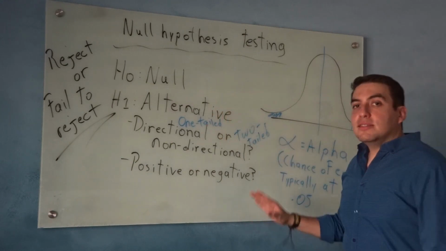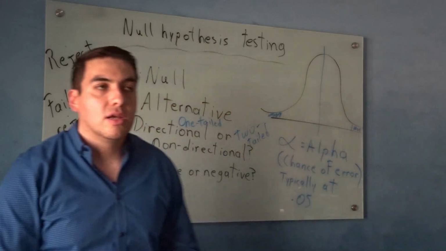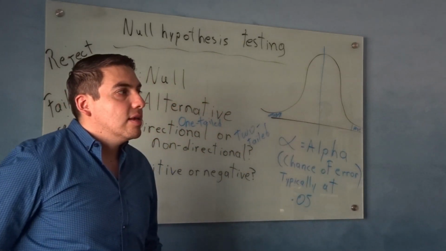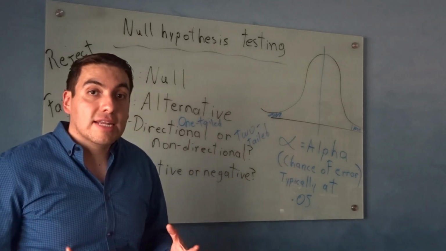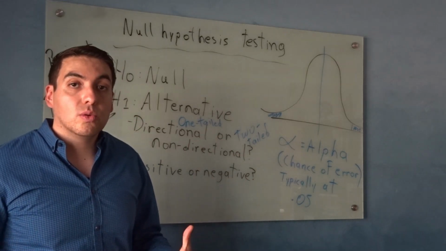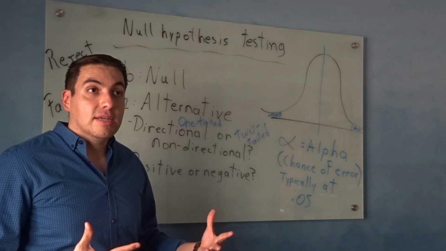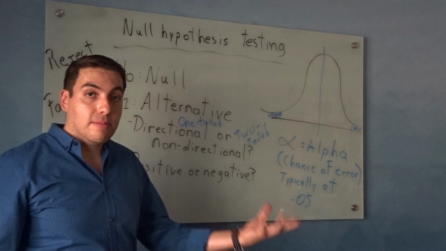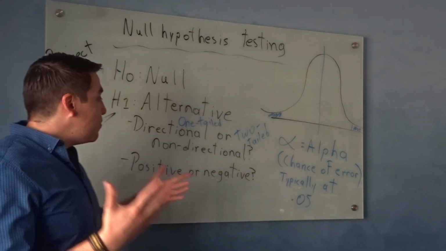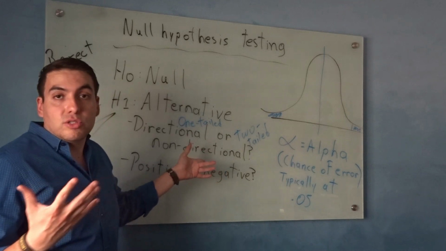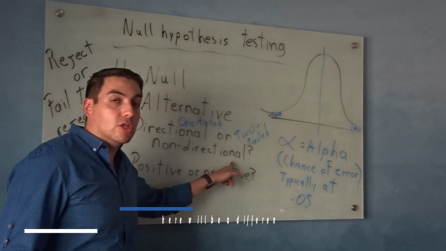What this implies is that your hypothesis is given a sense of direction. So, if my hypothesis is saying that meditation is going to change IQ, I don't have a clue if the change is going to be for the good or the bad. I'm just saying that it's going to be different. At that point, I'm saying, I don't know where this is going to go, but I just know that it's going to affect. That's non-directional.